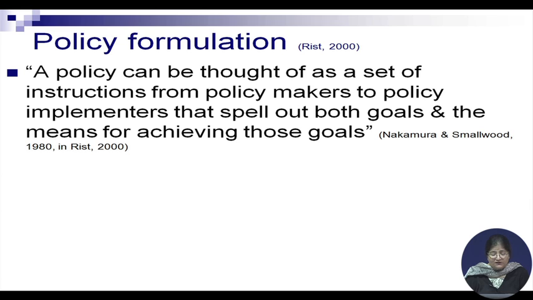Policy can be thought of as a set of instructions from policy makers to policy implementers that spell out both the goals and the means of achieving those goals. That is, what is the goal, where are we headed, and how can we do it? That is what is included in the policy.